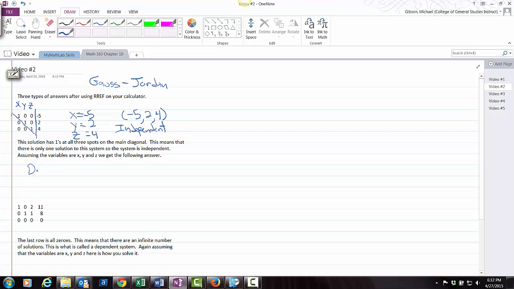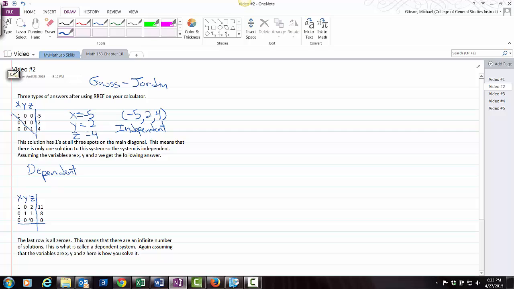The second type of solution is the dependent. So this is what we're going to look at next, is dependent. And it looks something like this. The main way you can tell dependent is the last row here. See that? It is all zeros. Let's go ahead and put our split down here. All zeros means that last row, there's no information about the last variable. Could be anything. Okay? So again, I'm going to assume our three variables are x, y, and z.